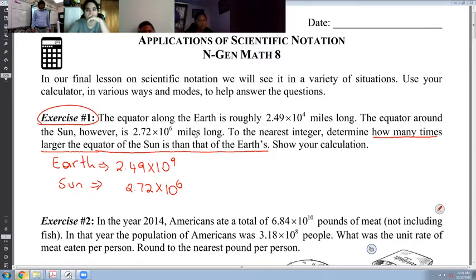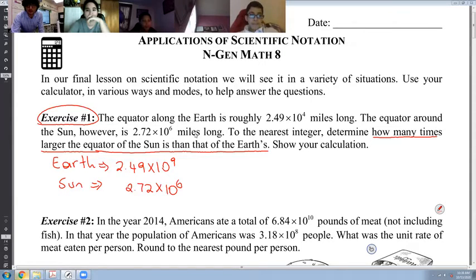Mr. Dervish. Yes. For the Earth scientific notation, you wrote it wrong. It should be 10 to the 4th power, I think. Yeah, that's awesome. Thank you so much for your attention, actually. And 2.49 times 10 to the power of 4. Yes. And the bottom number is 2.72 times 10 to the power of 6. That's correct. That's awesome.